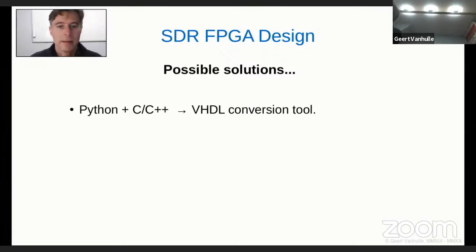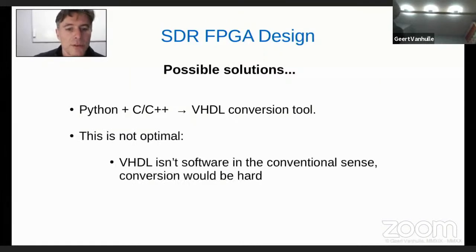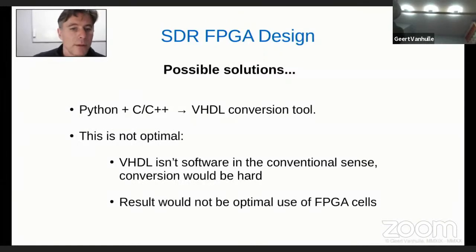You know, remember, the VHDL is not something that can easily be used to transpose code from a sequential system into VHDL code. That's not a very good solution. The conversion would be very hard, and also, even if we would be capable of doing that, it would absolutely not result in an optimal use of the FPGA cells.